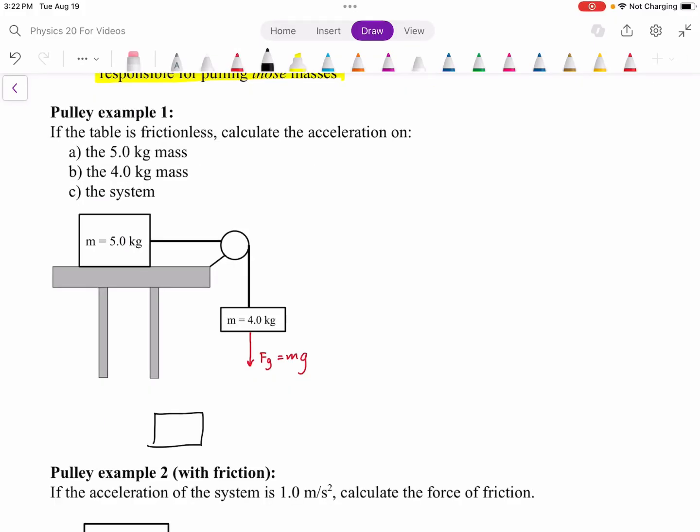So big picture here, what do we have? We have a 9 kilogram mass, right? A 5 kilogram plus a 4 kilogram mass. And there's one force acting on that system. It's the force of gravity trying to pull it in some direction. If you're here, that direction is down. If you're here, that direction is right. But overall, for the system, it's just being pulled how gravity is trying to pull it, specifically gravity from that mass.